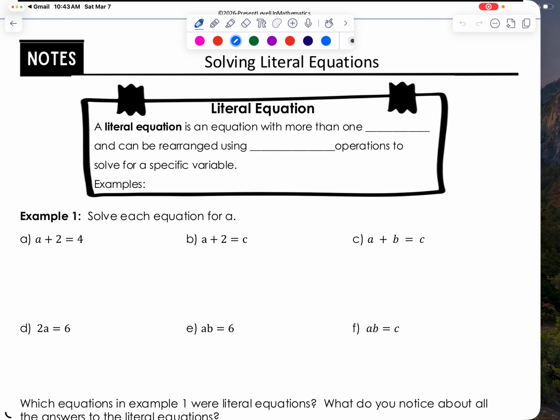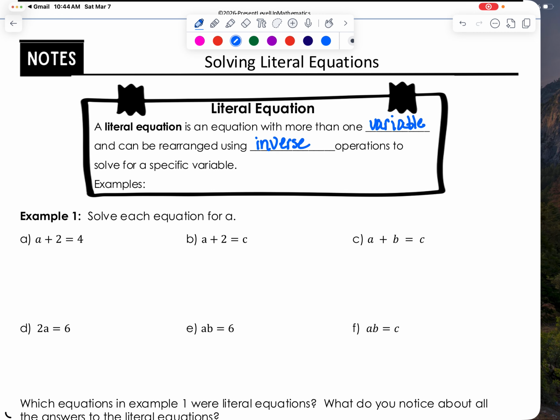Before we get started, let's look at a definition. A literal equation is an equation with more than one variable and can be rearranged using inverse operations to solve for a specific variable.